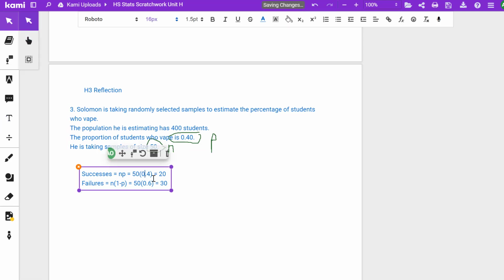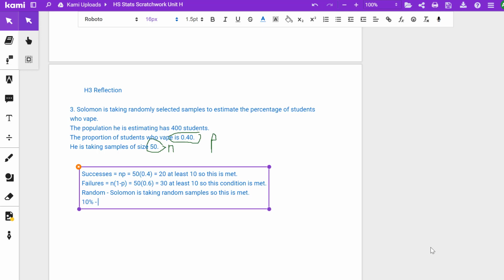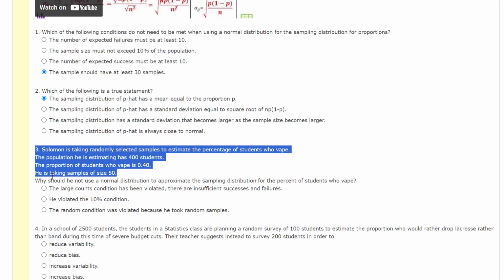All right. The next condition we want to make sure of is that both these conditions are at least 10. So this is good, at least 10. So this is met. This one's at least 10. So this condition is met. So we have one condition left besides random, and you can see random, Solomon is taking random samples. So this is met. So there's one condition left, the 10% condition. 10% means the sample has to be less than 10%. 50 is more than 10% of 400. So this condition is not met. All right. So basically the condition that's not met is the 10% condition. There you go. Okay. So I will go ahead and click that on the next one.